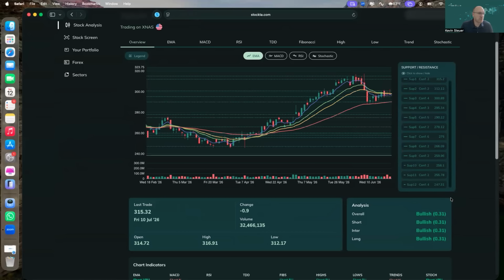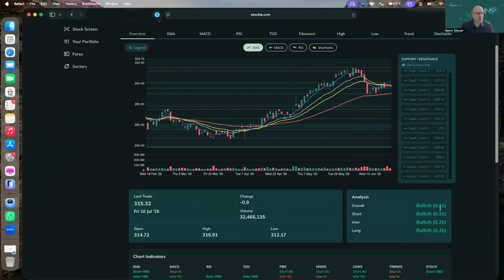And then the other thing that's really cool is the analysis part. So we have a couple different ways that the analysis works, but it's overall short, intermediate, and long term. And we assign all those different time frames a trend score. So they can be very bearish, bearish, neutral, bullish, or very bullish. So neutral would be 0. The most bullish something gets is a 1, and the most bearish something would be a -1. So you're looking at a range from -1 to 0 to +1.